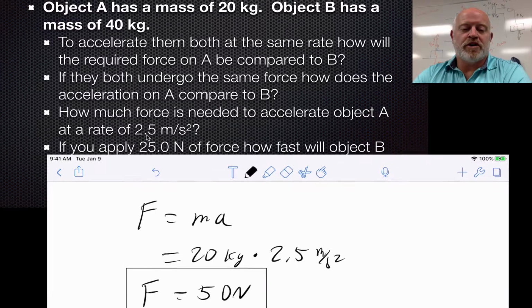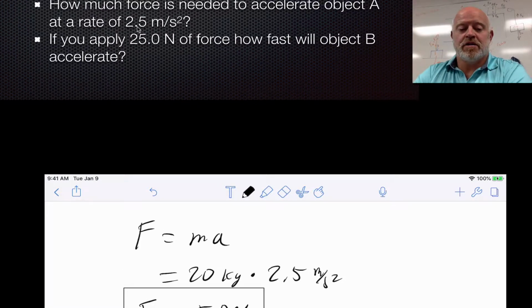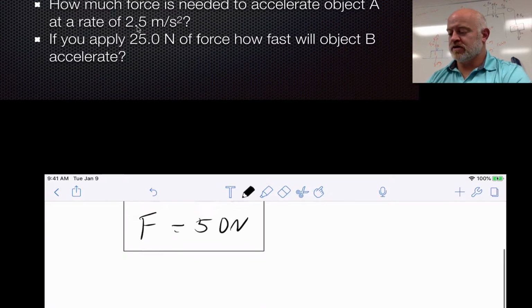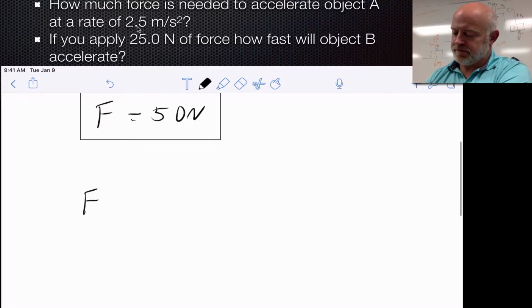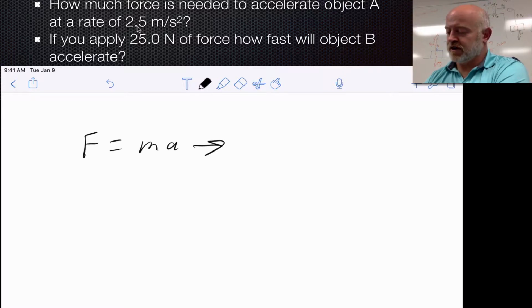Next one, if you apply 25 newtons of force, how fast will object B accelerate? Okay, so now we know the force and we want to find the acceleration. So in this case, F equals ma, but we know the force and we want to find acceleration. So I'm going to rearrange this and say the force divided by the mass will equal my acceleration.